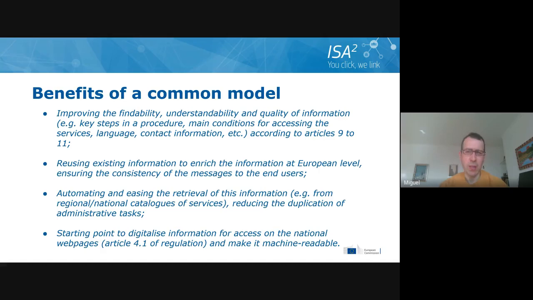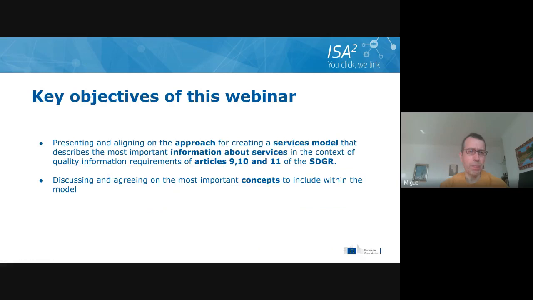Okay, next slide, please. So today we will present to you the approach, and this is coming now. Florian will present to you the approach for creating what we call a service model. Let's say a kind of common vocabulary to help describe the most important information about services in the context of the quality information requirements of Articles 9 to 11.